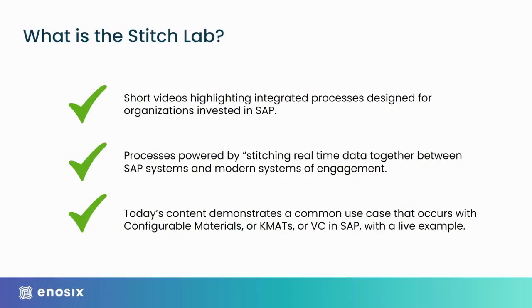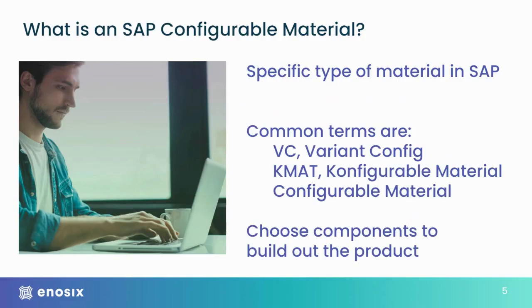first let's understand what a configurable material means in the context of SAP. A configurable material is a specific type of product that has various components or characteristics, as they're called in SAP, that need to be selected before the product can be delivered or sold.